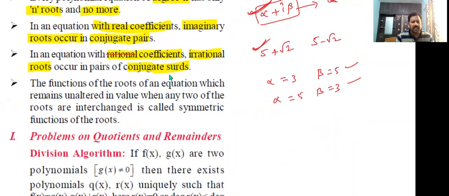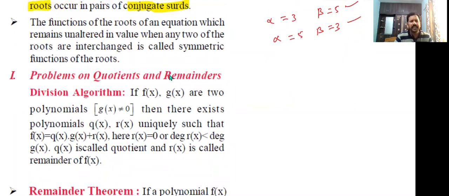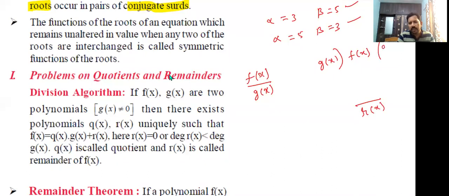Okay, right. Next, problems on quotient and remainder, the division algorithm. What is the division algorithm here? f of x and g of x are two polynomials, and f of x is divided by g of x. So you know that long division. How to write this? This is g of x, this is f of x. Now this is the remainder r of x. This is q of x, the quotient. q of x means quotient, r of x means remainder, g of x means divisor, f of x is the dividend. Okay. So finally, observe here how to write the division algorithm.